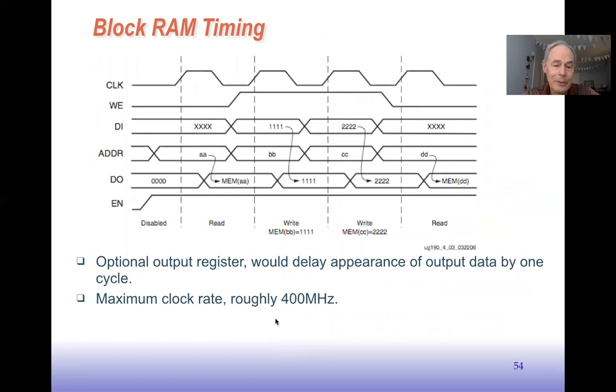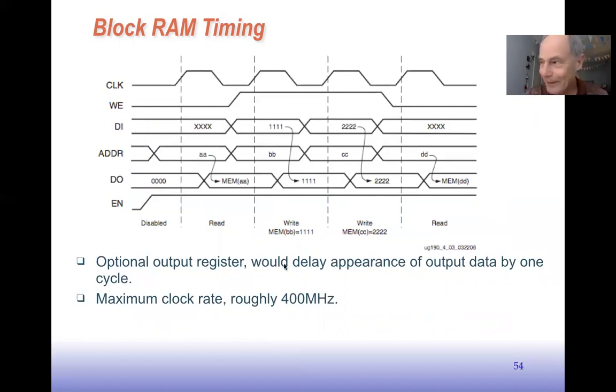By the way, the typical maximum clock rate is roughly, even with modern day FPGAs, around 400 or 500 megahertz. Right? So this is one of the slowest paths on the FPGA. It's one of the critical paths. So oftentimes, if your design involves memory accesses, this is often a part of the design that sets the maximum clock frequency.